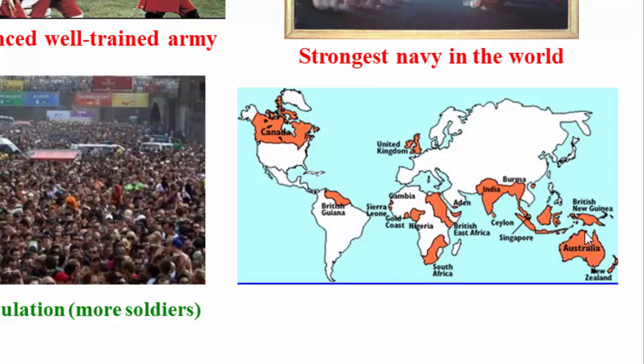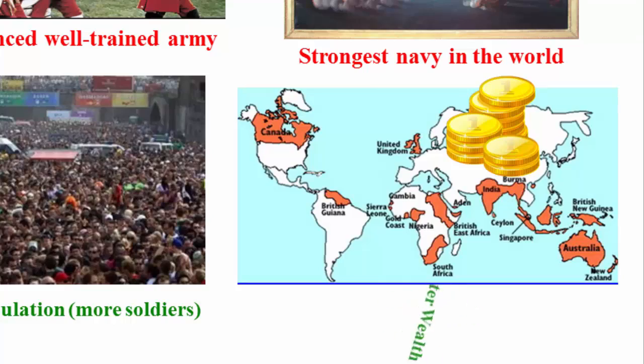Now, what was the reason for all their colonies and all their holdings all over the place? So they could make money. And they did. So another advantage that the British had was greater wealth.